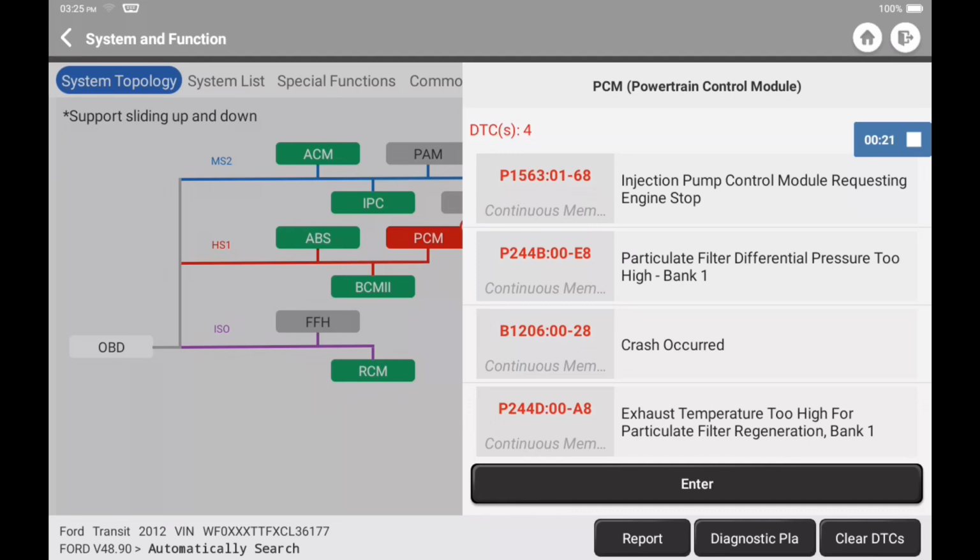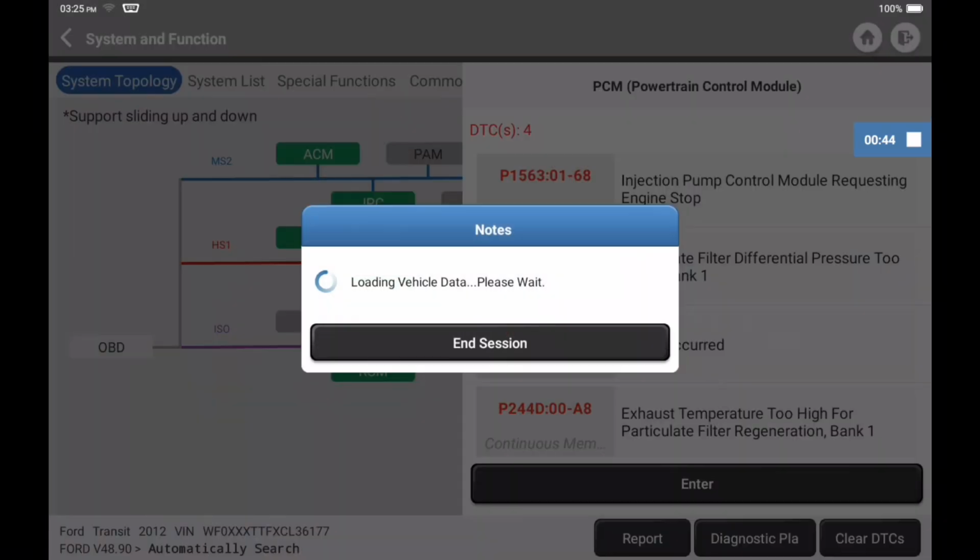Injection pump control module requesting engine stop. Particle filter differential pressure too high, a crash occurred, and the exhaust temperature too high for particle filter regeneration. So cause and effect here, what would you think? Let me see, let's enter into it.